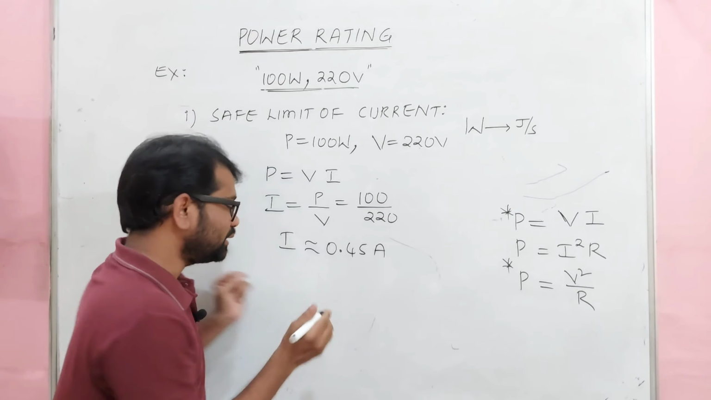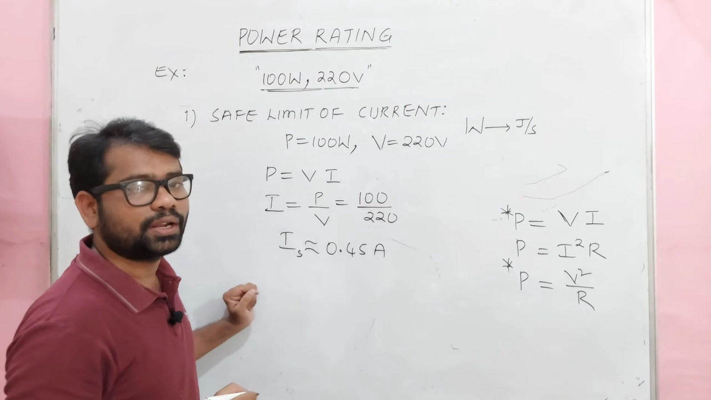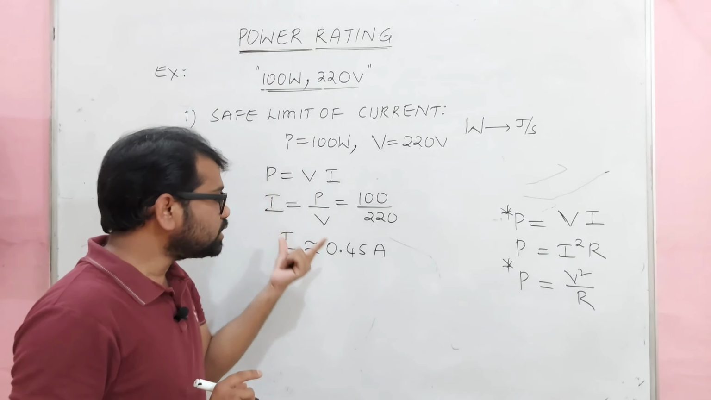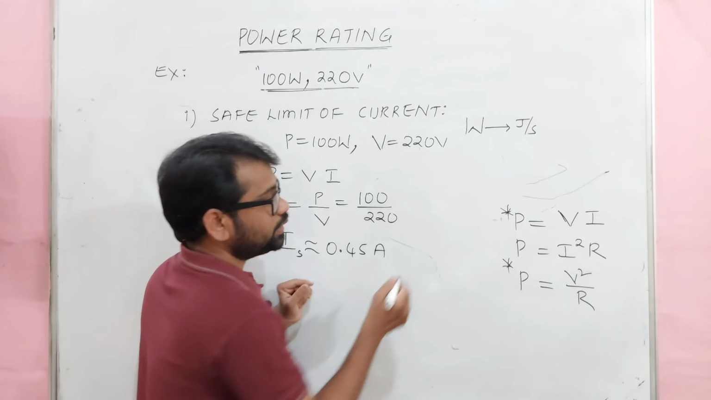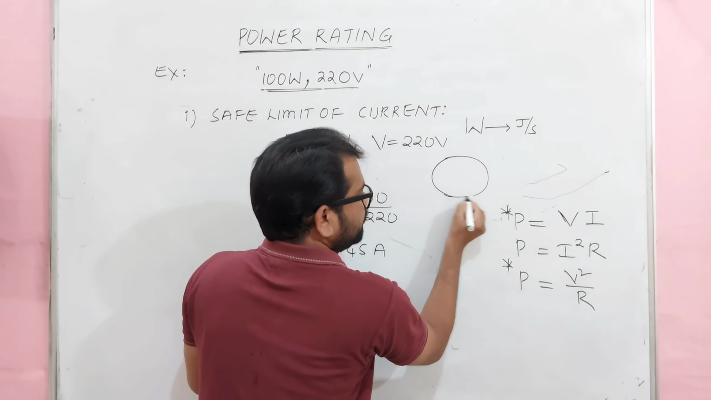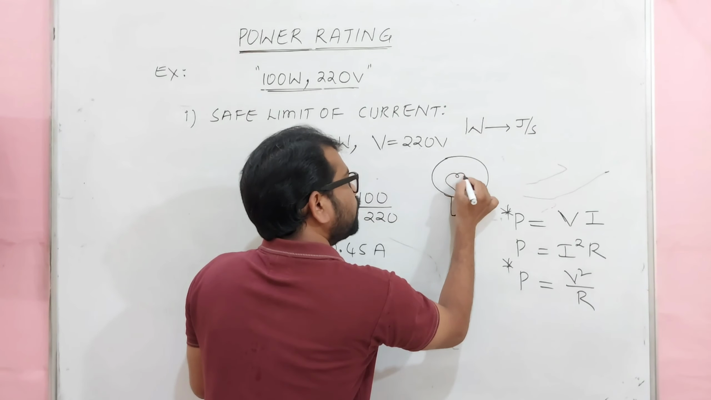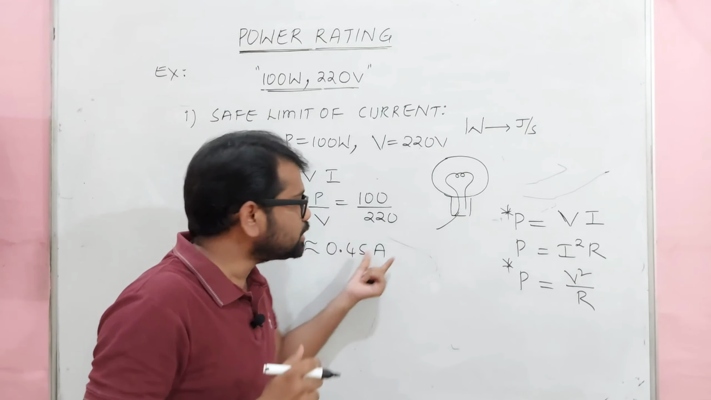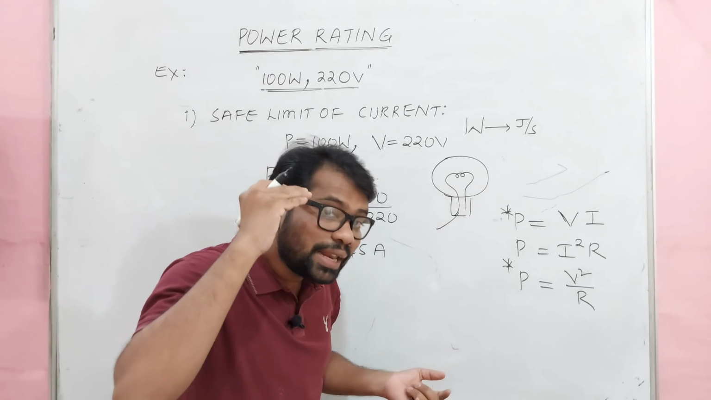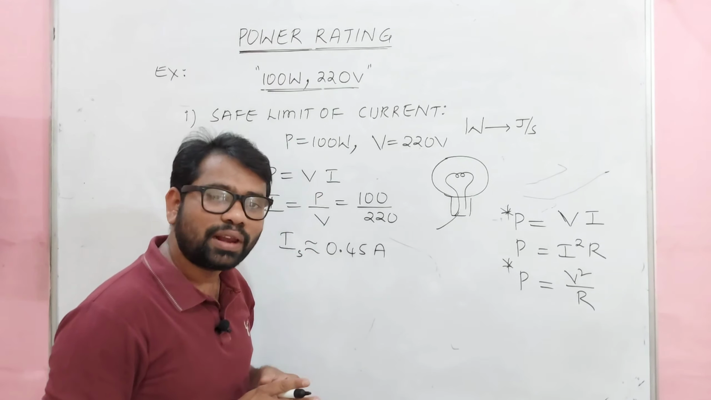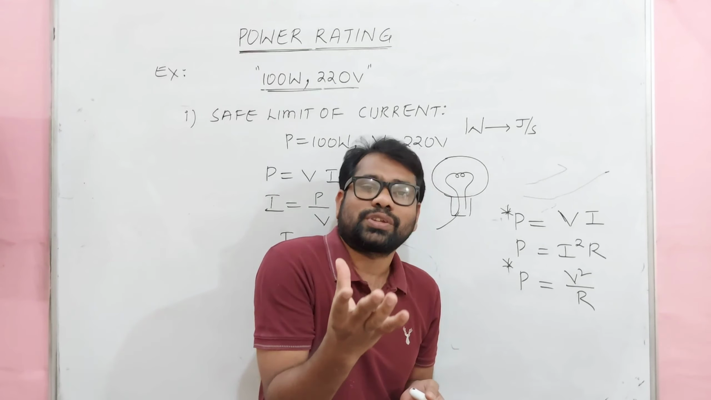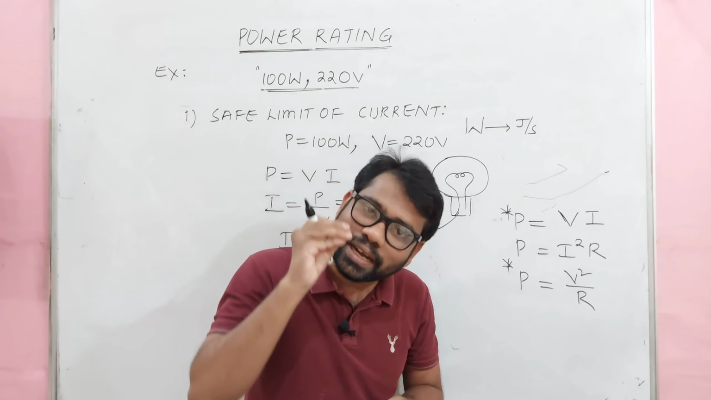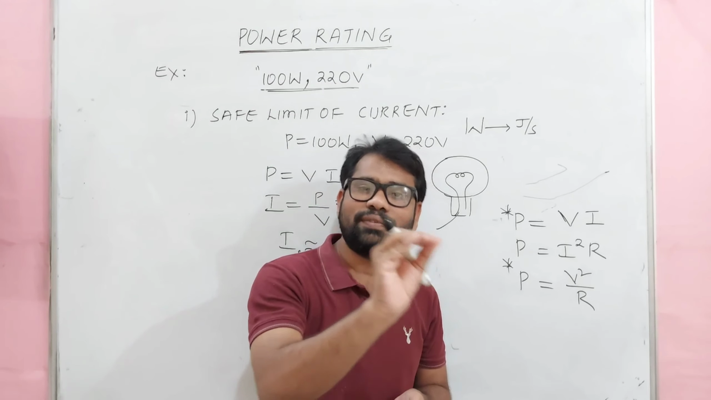So which means this is the safe limit of current. As I said, this is the power rating of an electric bulb, so this is the safe limit of that particular bulb. Up to 0.45 amperes, dear children, this bulb can work properly. But when current exceeds this limit, then what will happen? The bulb gets fused. So this is how, children, for each and every electric appliance, we can calculate the safe limit of current.